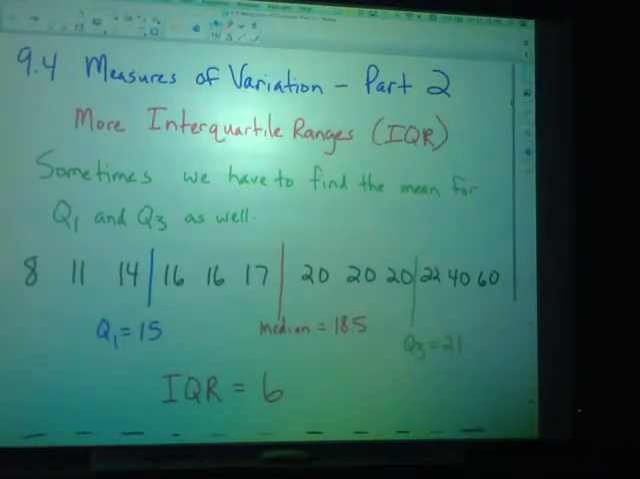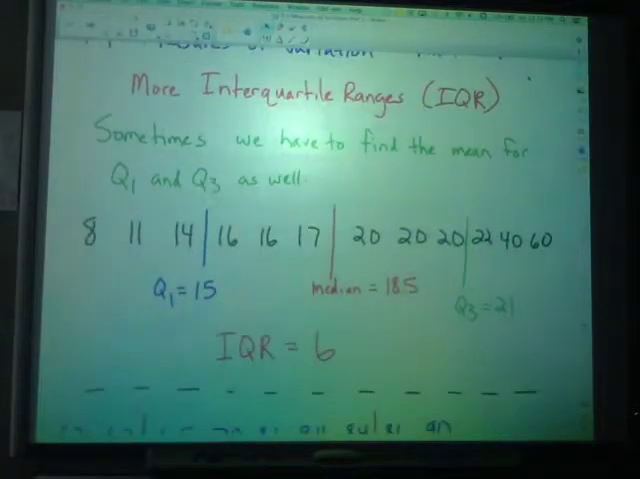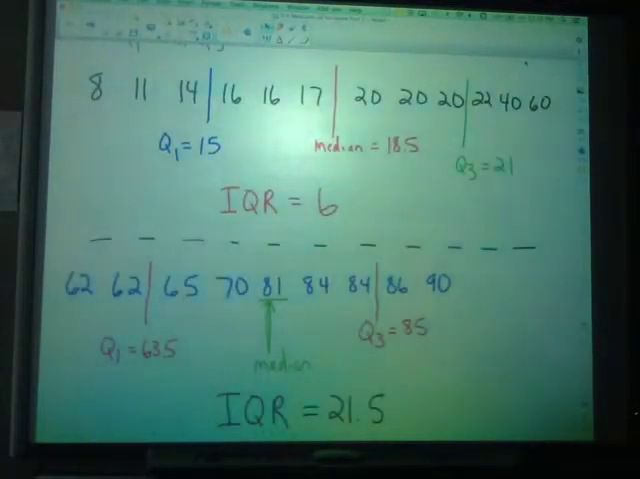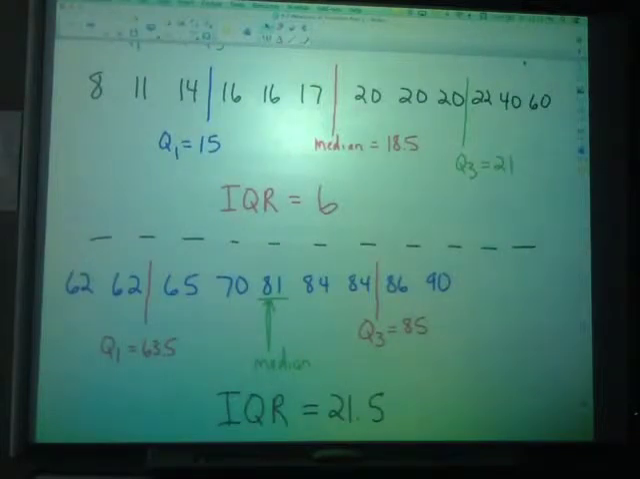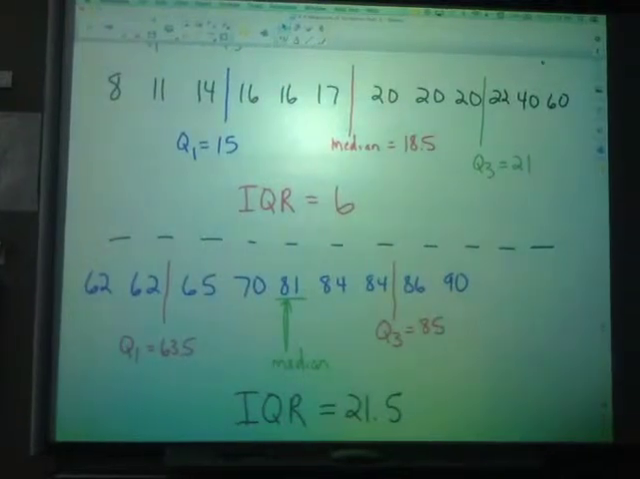So in black you see the 8, 11, 14, 16, 16, 17, 20, 20, 20, 22, 40, and 60. So we have 12 numbers here. What I'm going to do, let me scroll down just a little bit, is find the median of the entire set first, and that's in red. So that's 18 and a half, because halfway between 17 and 20 would be 18 and a half. If I added 17 plus 20, I'd get 37, divided by 2 is 18 and 5/10.